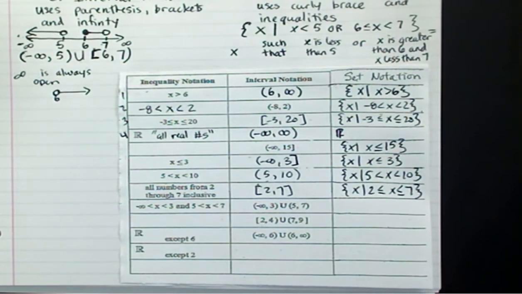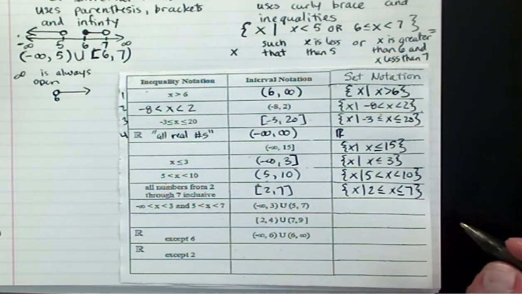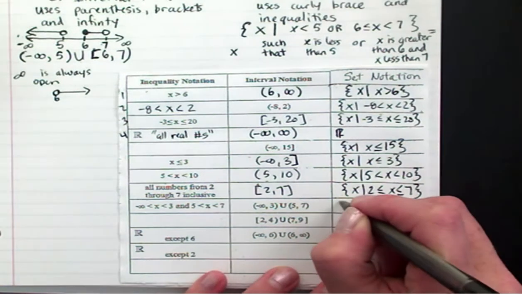Okay, almost there. Notice that it's a 1-to-1 correlation. One interval, one inequality. So I see two inequalities, two intervals. You're going to have two inequalities.